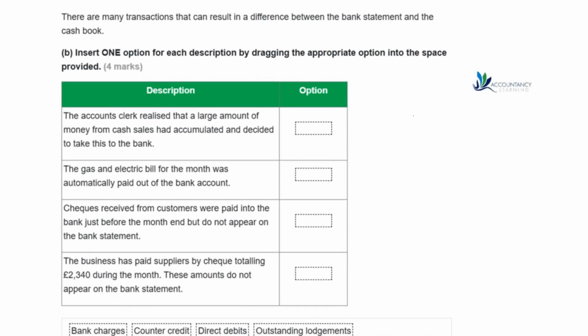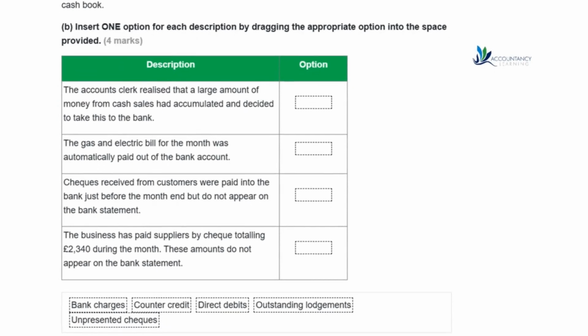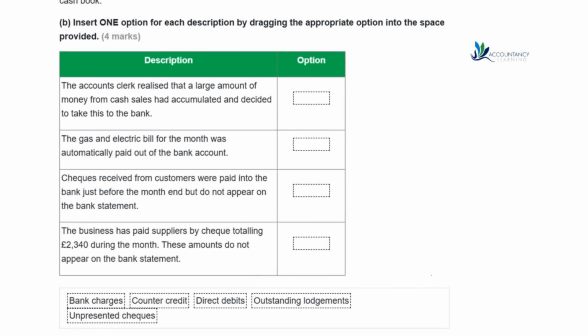There are many transactions that can result in a difference between the bank statement and the cash book. Insert one option for each description by dragging the appropriate option into the space provided. At the bottom here we've got our options. The first one is the accounts clerk realised that a large amount of money from the cash sales has accumulated and decided to take this to the bank. So we're paying in at the bank. We're going to go to the counter to pay in the cash, so it will be a counter credit.